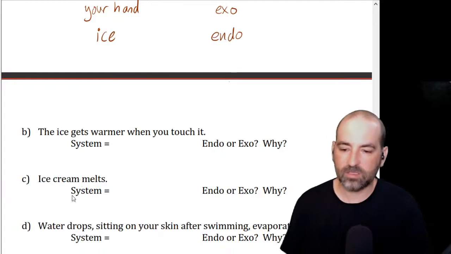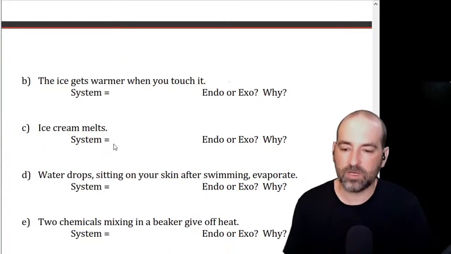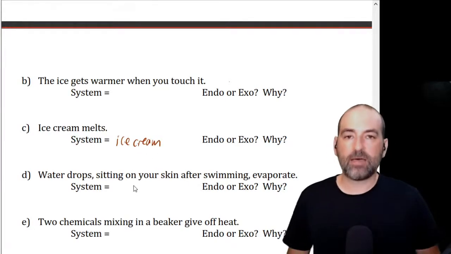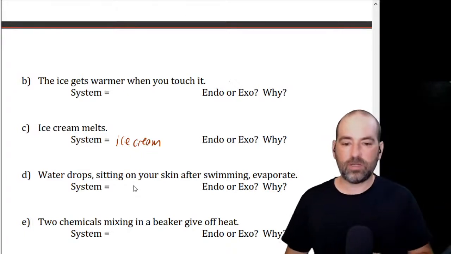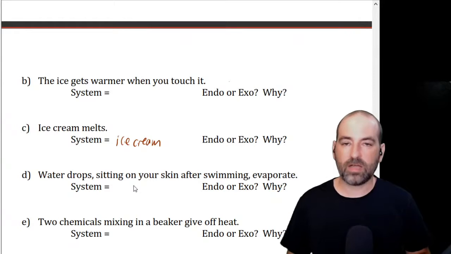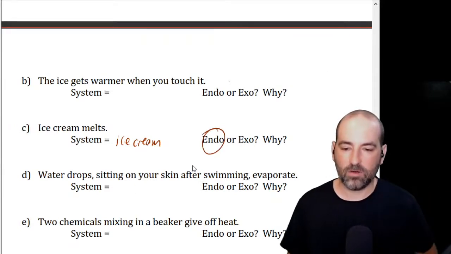So let's jump to C here. Ice cream melts. Well, now we don't have a whole lot of choice here, right? The system is the ice cream. And if it's melting, does that mean that energy is going into it or coming out? Well, melting is an endothermic process. We need to add heat to get it to melt. So that is endo.